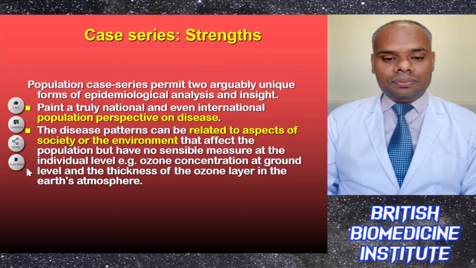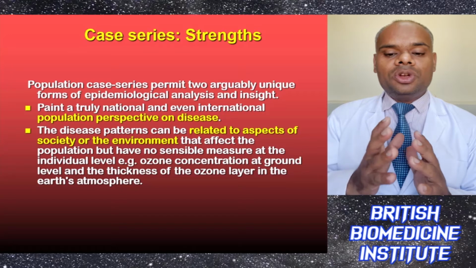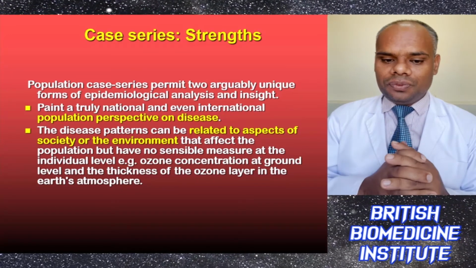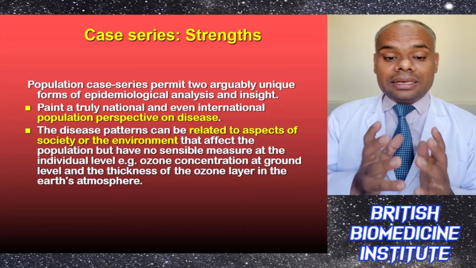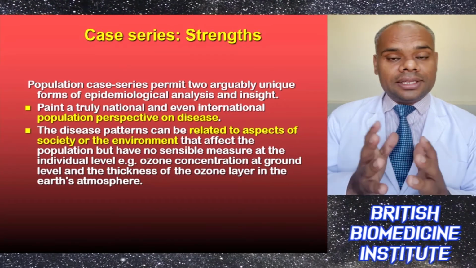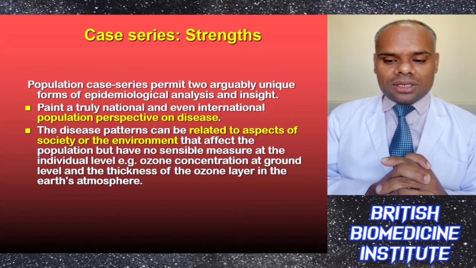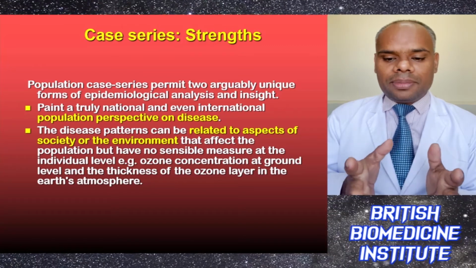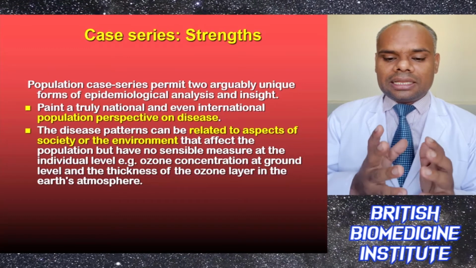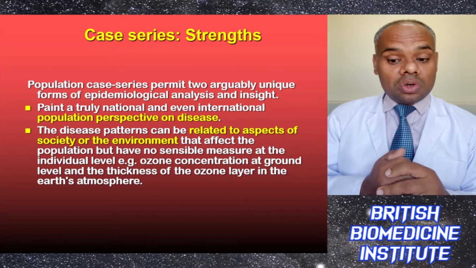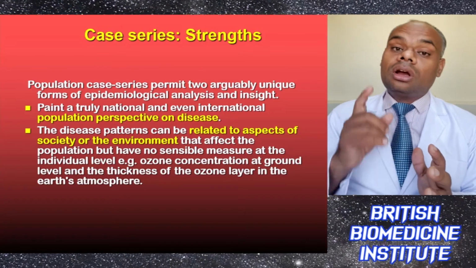So the strengths are: population case series permit two arguably unique forms of epidemiological analysis and insight. The point is a true national or even international population perspective of the disease, and the disease pattern can be related to aspects of society or the environment that affect the population but have no sensible measures at the individual level. Example: ozone concentration at ground level and the thickness of the ozone layer in the earth's atmosphere.